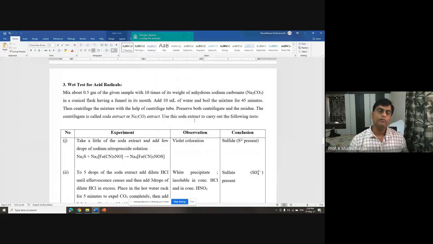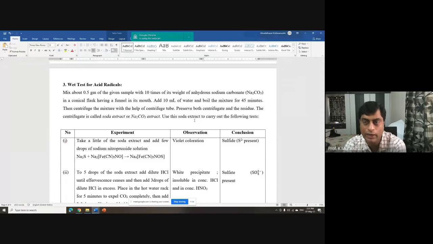So now we'll be going to the wet test. Basically, you'll be making a solution here. As Panda sir clearly explained to you last class, you are going to make the solution. In the first page of the instructions, I mentioned that you have to make a solution. If it is soluble in water, you don't need to make the sodium carbonate extract. If it is not soluble in water, you have to mix 0.5 gram of sample with around 10 times its weight of anhydrous sodium carbonate.